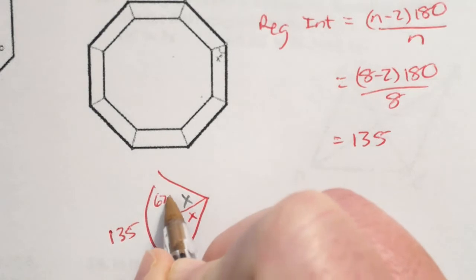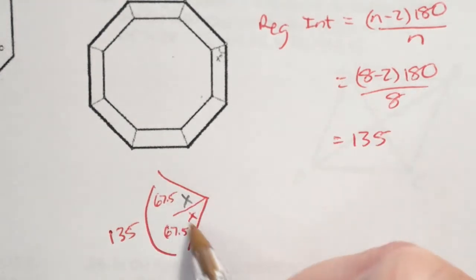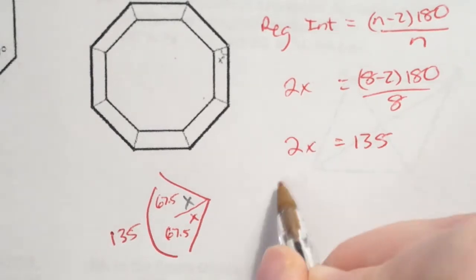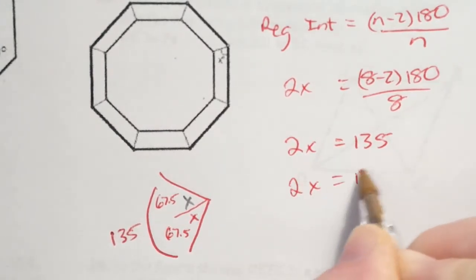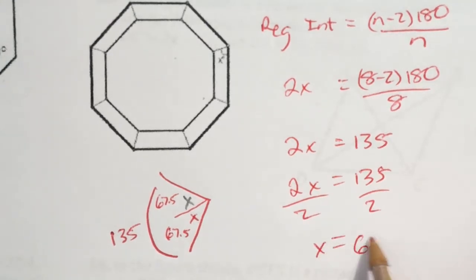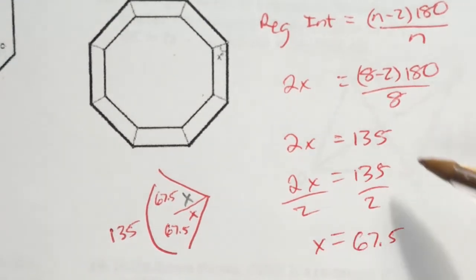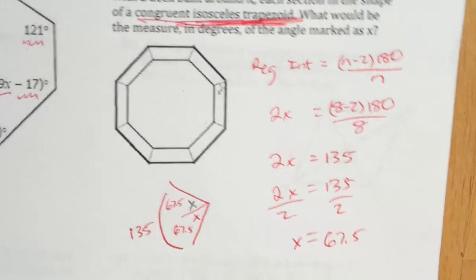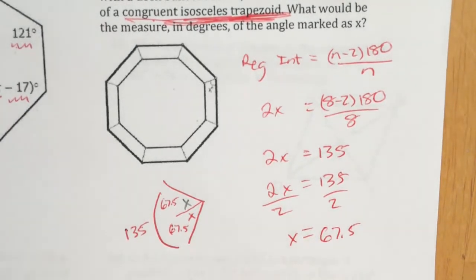This would be 67.5. So basically we had x and x, so there's basically 2x right here. That's what's going on. So now you would divide by 2, and x would equal 67.5. Or you could have gone straight from 135 to 67.5 because it's divided by 2. So I just showed more work than I needed to. All right, boom. There's that problem.